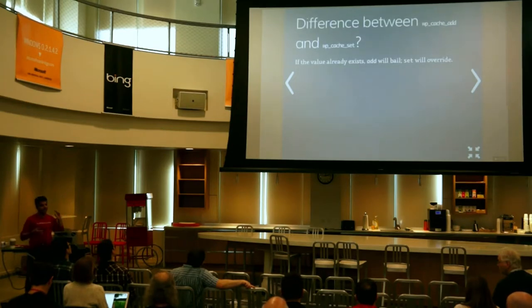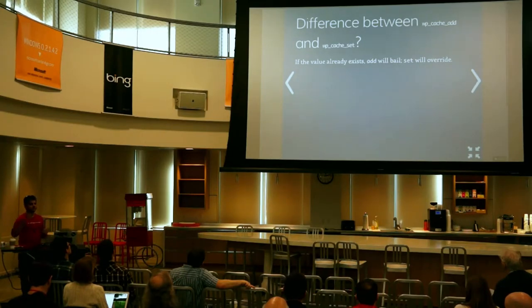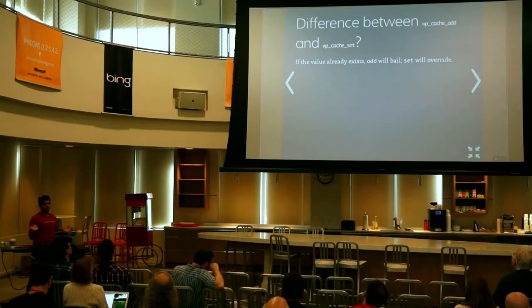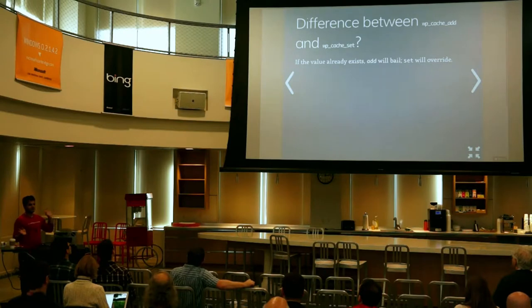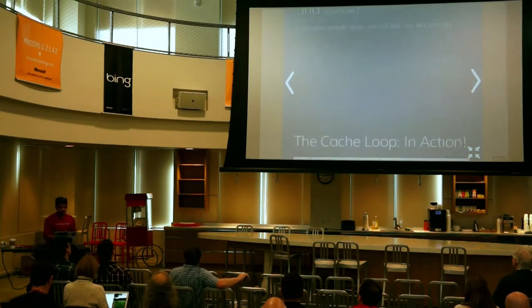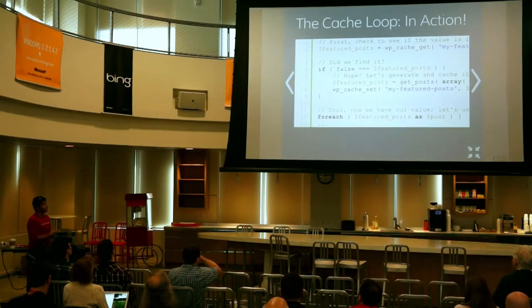So, the difference between add and set. It's very similar to add_metadata, add_post_meta and update_post_meta, in that if you call add and the value already exists, it'll just skip out, so it won't bother updating. Whereas with set, whatever value you give it, it'll override it, regardless of whether it exists or not. All right, so how can we actually implement this?